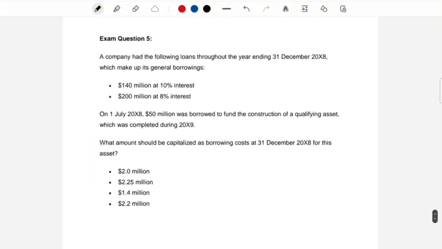Now moving to exam question 5. This question is homework for you. Do it yourself. Let me know in the comment section below if you have got it right. I'll check this answer specifically for you and will tell you if you have done something wrong or if you have done it all right.